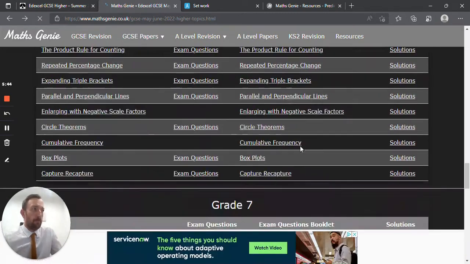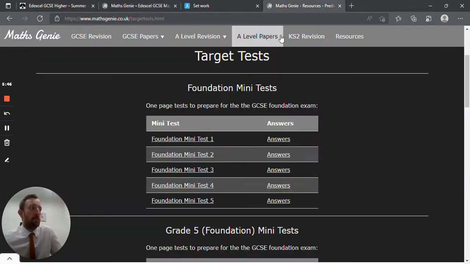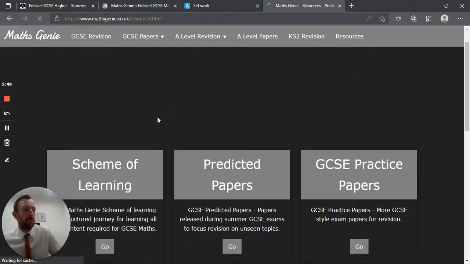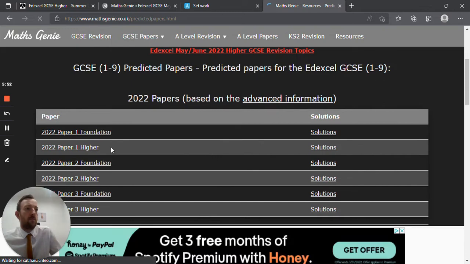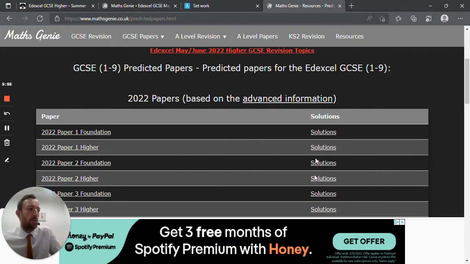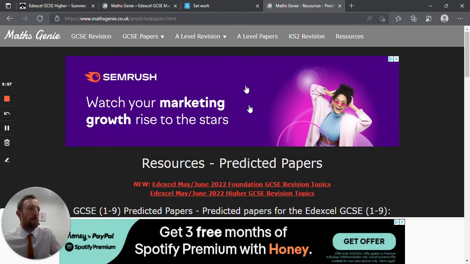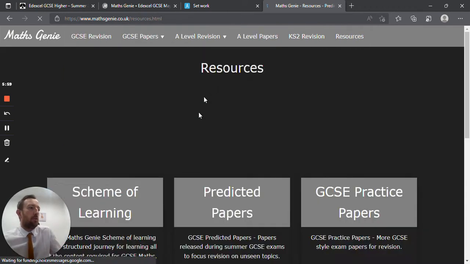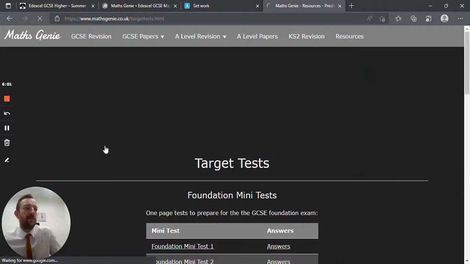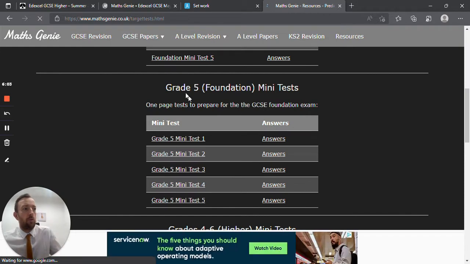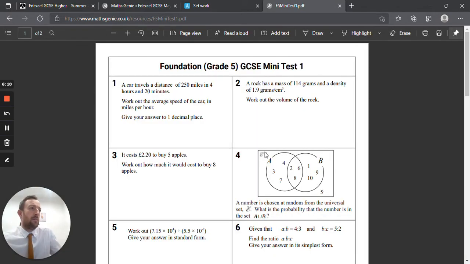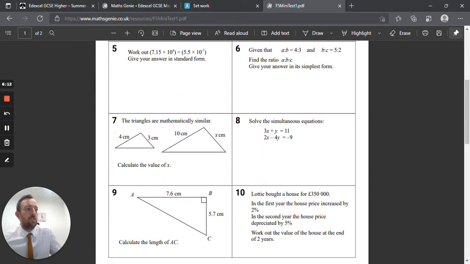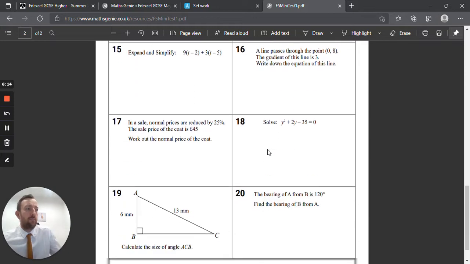So that's that one. Also on Maths Genie, at the top you've got resources. They've done some predicted papers as well. So again there, paper 1, paper 2, paper 3, and the worked solutions that go with it. You've also got under resources some mini tests. So if you're going for a grade 5 in Foundation, they've put together some mini tests, which are really good practice. So it's just a selection of questions that are all grade 5 topics.